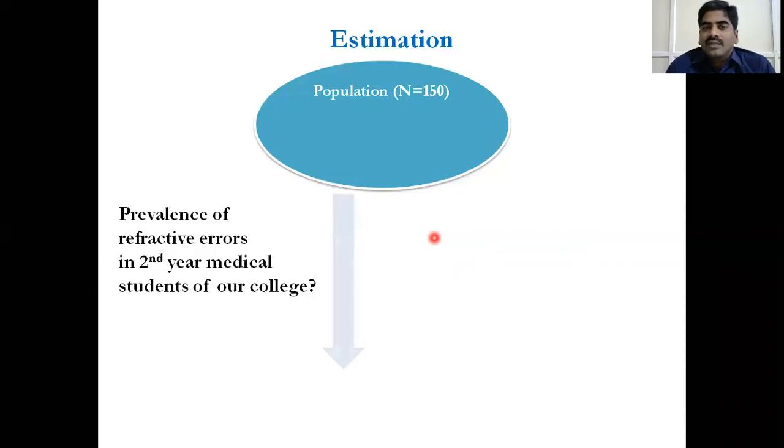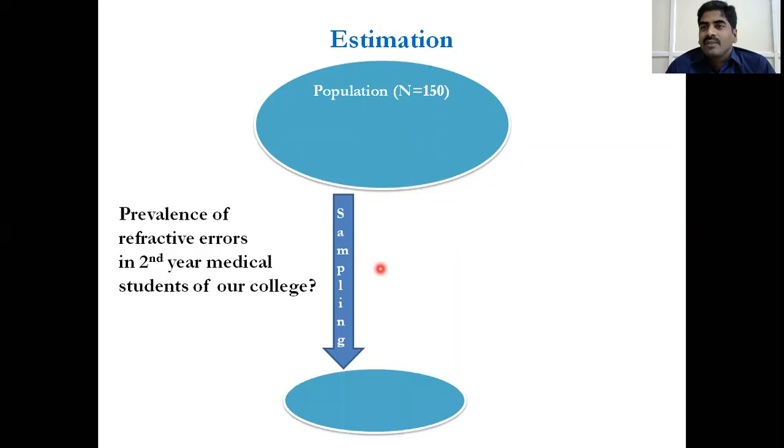So I don't want to take the entire 150 students' data. I don't have time, so by using sampling techniques, I will explain in future classes what sampling is. Sampling is the process of selecting samples from the population. So this is the population, and here my sample size is 30 out of 150. I have taken a sample of 30 subjects, second year medical students, and I took the data whether they have refractive errors or not.